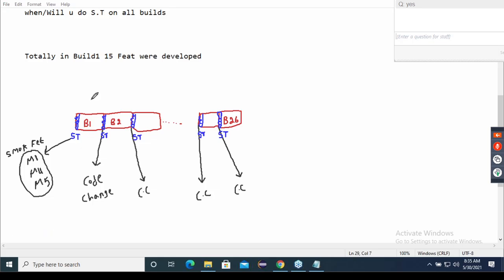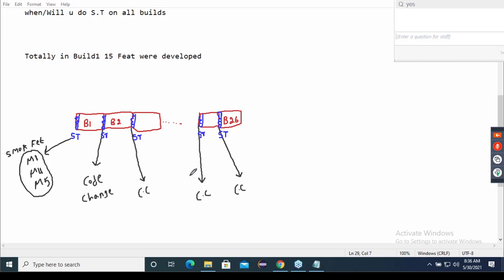Every build, B001 also I'm doing smoke testing on M1, M4, M5. B002 also, the smoke features are same or different? It is same only. B26 also. Oh, people are saying different.